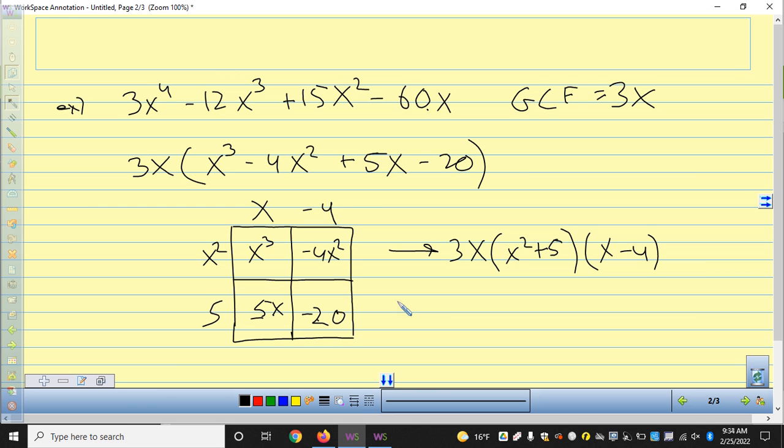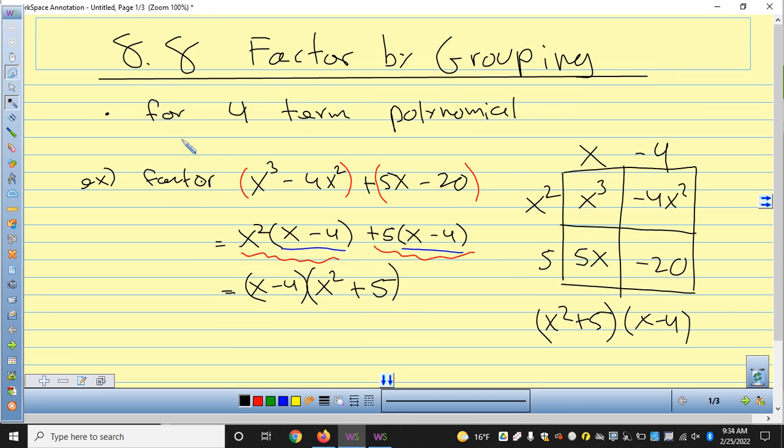Okay, and again, the key, the hint, the clue that we're using factor by grouping is that we have a 4-term polynomial that we need to factor. When we have more than 3 terms, that tells us you're probably going to need to use factor by grouping. Okay.